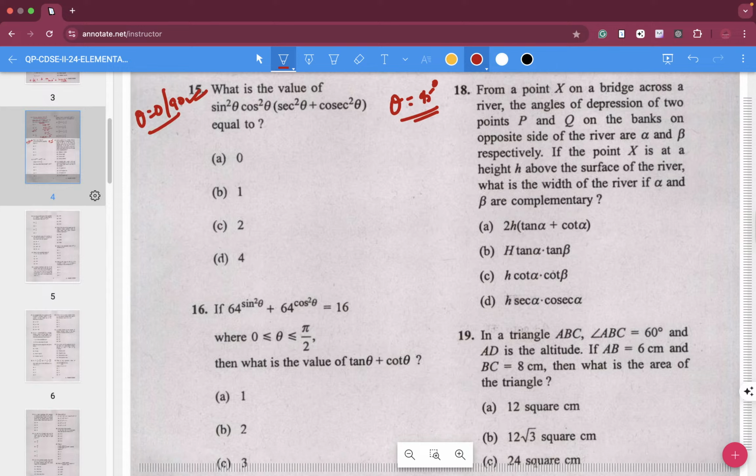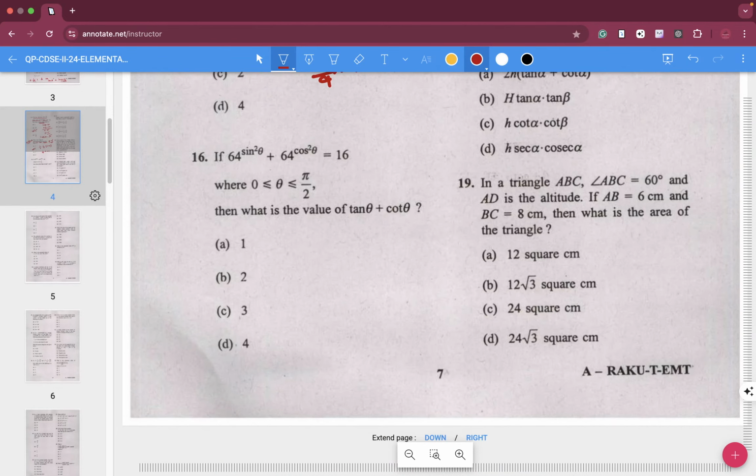So sine 45 is 1 by root 2, and 1 by root 2 whole square is 1 by 2. Cos square theta is 1 by root 2, whole square is 1 by 2. Secant 45 is root 2, root 2 whole square is 2. Cosecant 45 is root 2, root 2 square is again 2. This is 1 by 4, into 4 you get 1 as the answer. So the answer for 15 will be B, folks. Extremely easy.